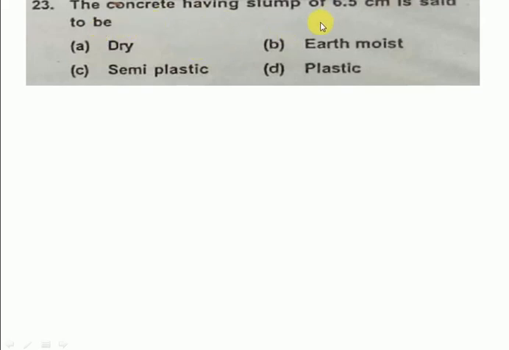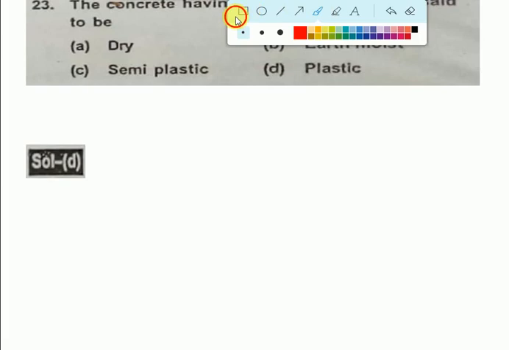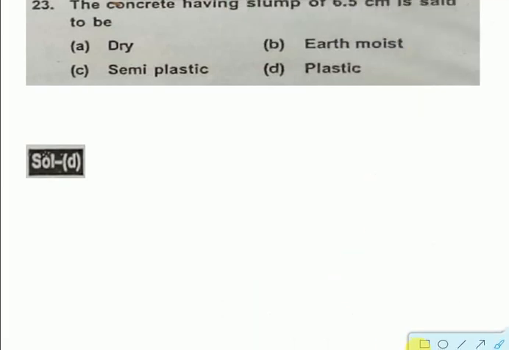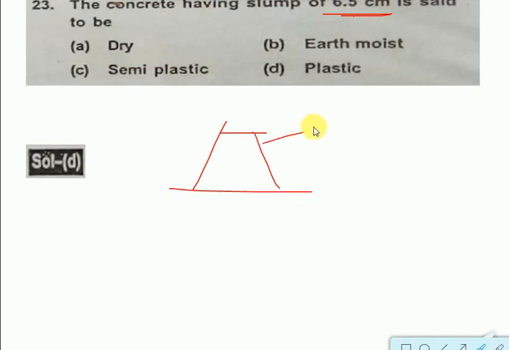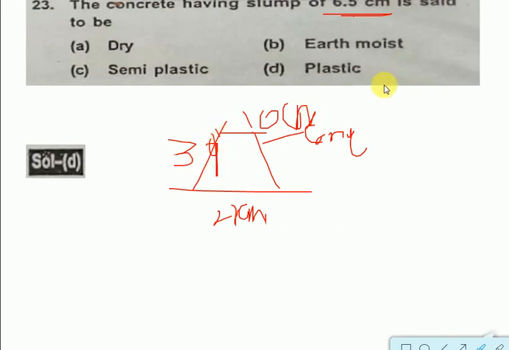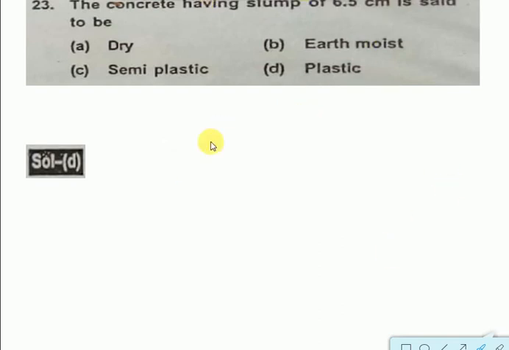The concrete having slump of 6.5 centimeter is used, right? The concrete having the slump 6.5 centimeter. Slump test, you will run slump test in the slump cone, right? You will write the top dia is 10 centimeter, 20 centimeter is bottom dia, and 30 centimeter is the total height, right? The answer for this question is, so before going to answer this question, you have to remember that it must be in plastic condition.